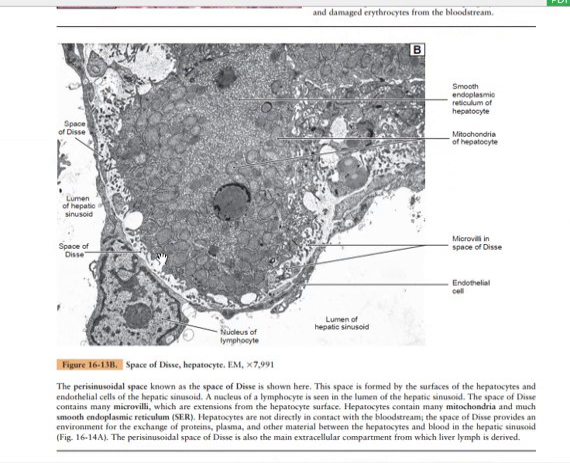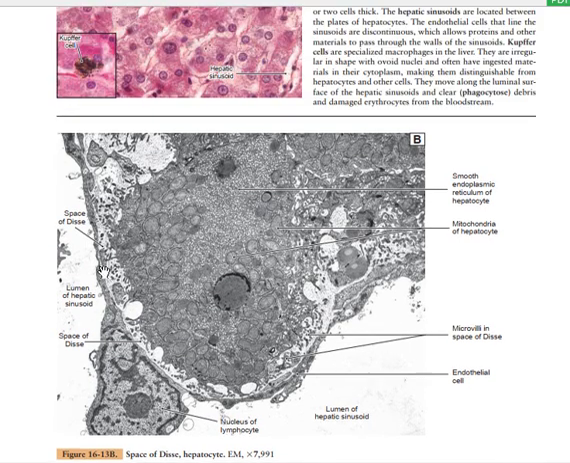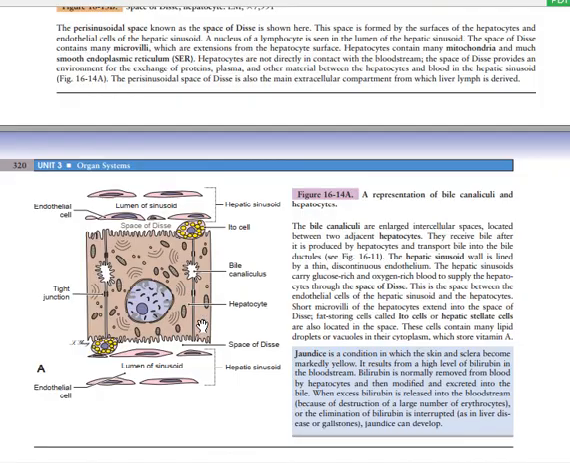So this is a hepatocyte here. These are the smooth endoplasmic reticulum of the hepatocyte, the mitochondria of the hepatocyte here, the microvilli of the hepatocyte, then the nucleus of a lymphocyte. So the nucleus of the lymphocyte, and here we have the space of Disse. The space of Disse is a space which is between the endothelial cells and the hepatocyte. Is it clear?